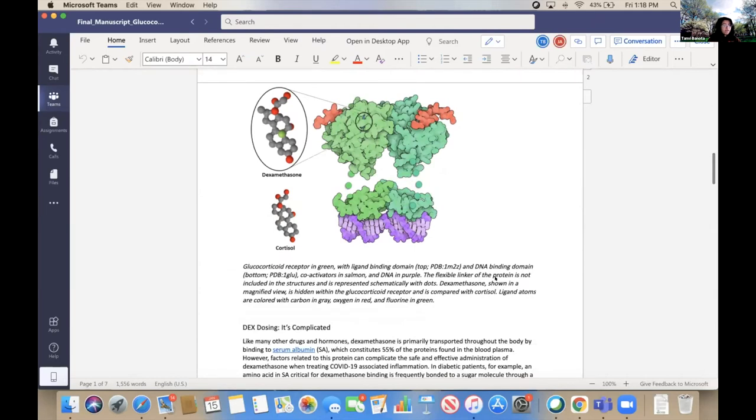And we can read the figure caption. Glucocorticoid receptor in green with ligand binding domain top and DNA binding domain bottom, co-activators in salmon and DNA in purple. The flexible linker of the protein is not included in the structures and is represented schematically with dots. Dexamethasone, shown in a magnified view, is hidden within the glucocorticoid receptor and is compared with cortisol. Ligand atoms are colored with carbon in gray, oxygen in red, and fluorine in green.